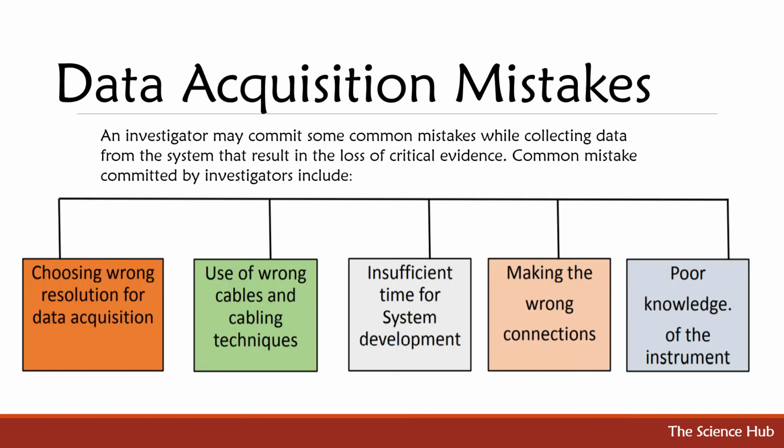Data acquisition mistakes. An investigator may commit some common mistakes while collecting data from the system that result in the loss of critical evidence. Common mistakes committed by investigators include choosing the wrong resolution for data acquisition, use of wrong cables and cabling techniques, insufficient time for system deployment, making the wrong connections, and poor knowledge of the instrument.